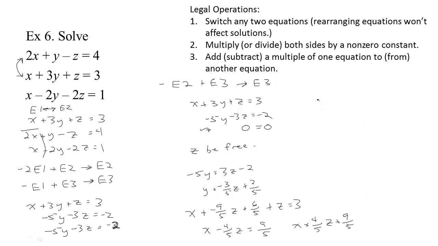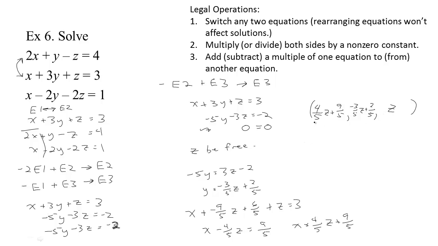So we can see we have infinitely many solutions because we only have two planes. The third plane was just a combination of those other two, so it didn't really specify anything. So we have two planes, they meet in a line, and this specifies that line. Let's see, y is negative 3/5 z plus 2/5, and z can be z.